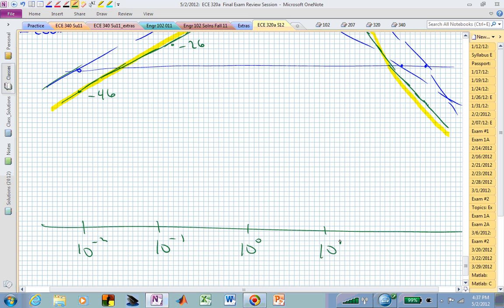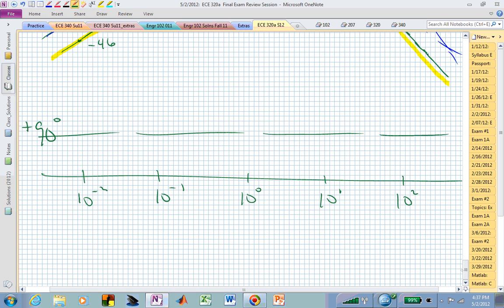Then my phase curve, and these should be equally spaced. I had a 0 at the origin, which gives me plus 90 degrees. Then I had that pole at 0.5, but I need to now go on either side of that a decade. So I'll say this is now my 0.05 and this is now 5. And I want to transition from 0 to minus 90 degrees over that 2-decade span.